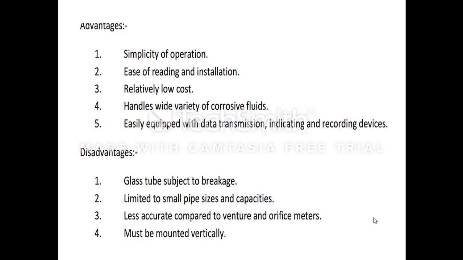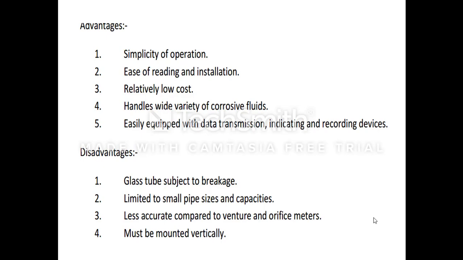Now I come to the advantages of the rotameter. It is very simple in operation, easy to read and install, and relatively low cost because you are using just one conical tube and float. Then a measuring scale. So these are all the components of the rotameter. Therefore, it is relatively low cost.